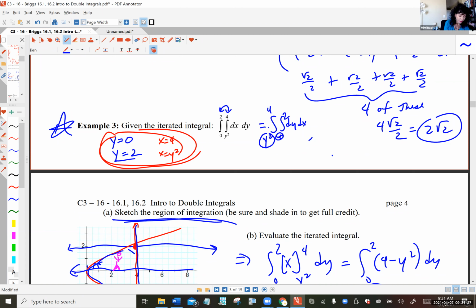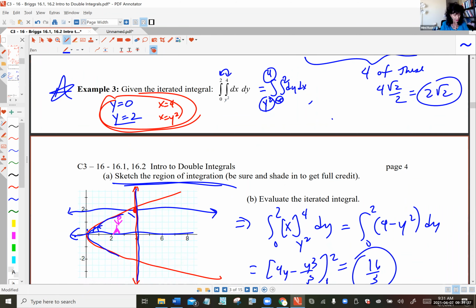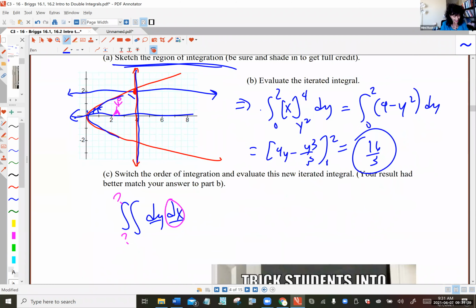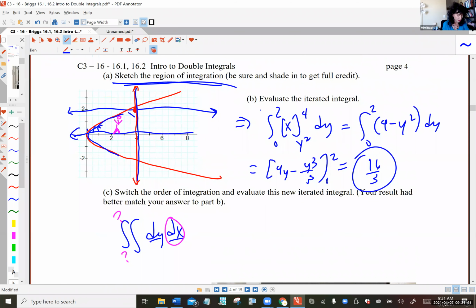And right away, I hope you can see why it's not going to work, because the outermost integral has to have pure numbers. Okay. So let's go switching the order. So what do? The dx. If you look at this region, I hope you can see that the x values, the pure number on this region, is going from 0 to 4. That's what x is doing on that region.